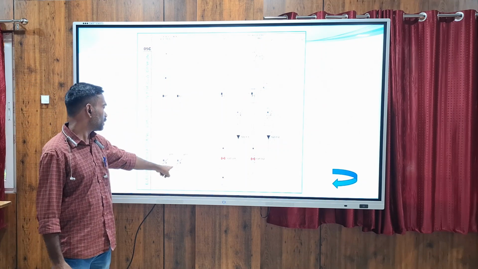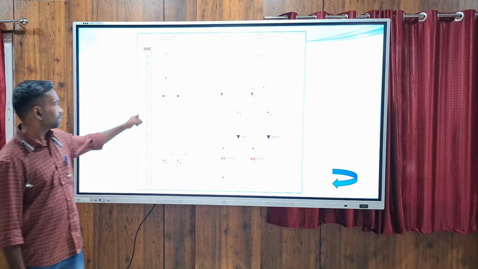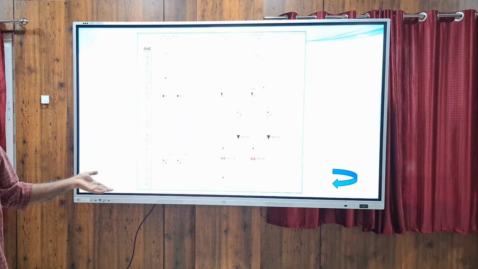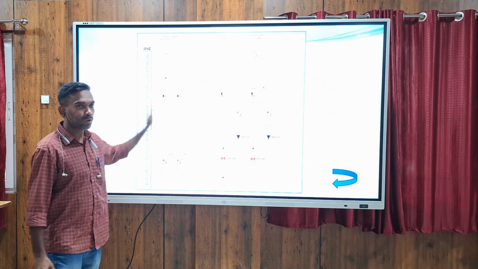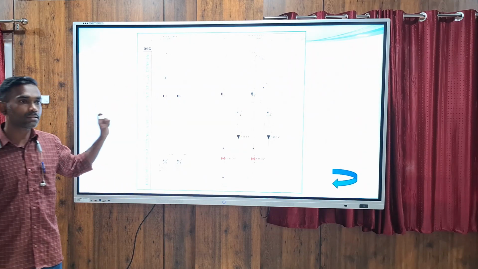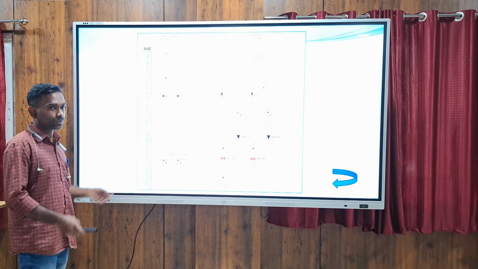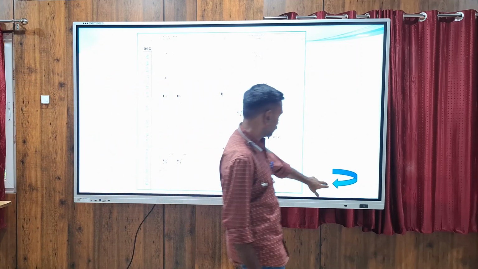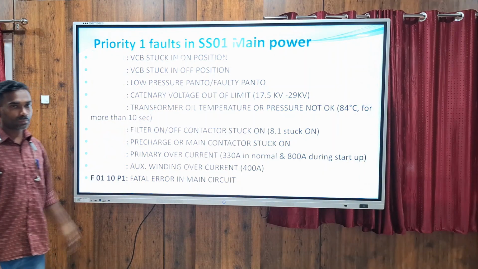These interlocks are sensed by this VCU card. So once this interlock has malfunctioned, or the VCB is actually staying in closed condition, or this card has some issue, in that case this fault will come. It will monitor for some 600 milliseconds. Up to that time it should operate. Otherwise that fault will come if it is delayed also. Similarly for VCB stuck in off, the same interlocks are used.